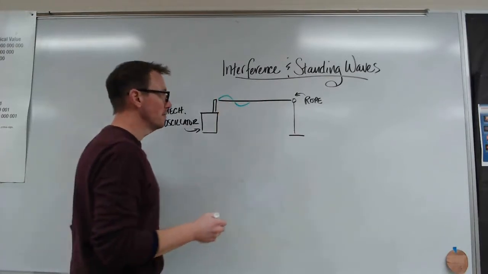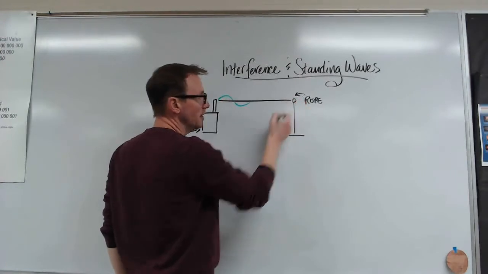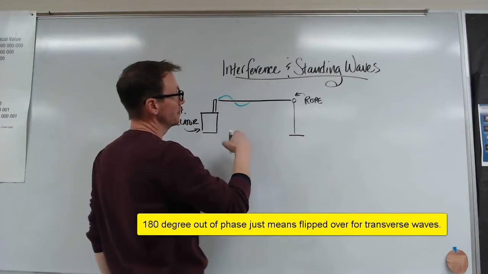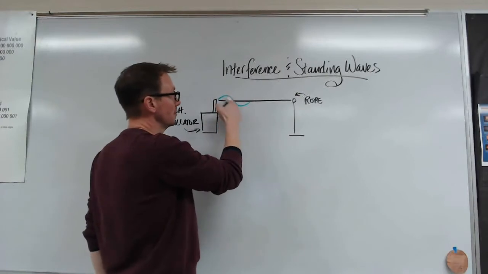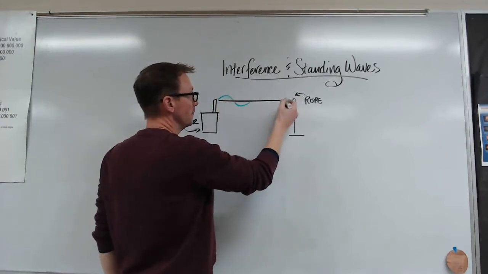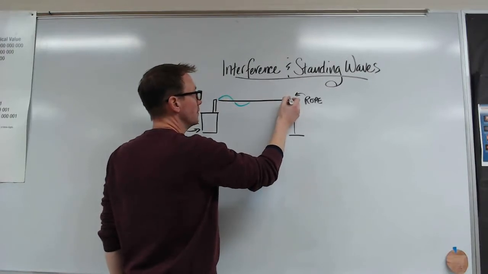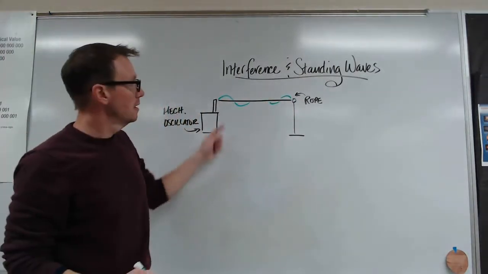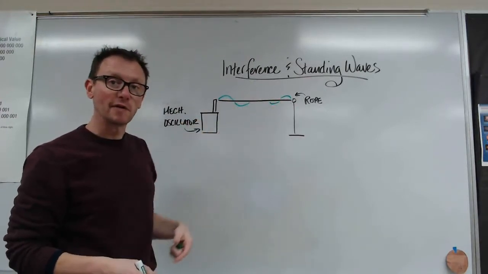Now you might remember that when a wave reflects back, it is 180 degrees out of phase. What that means is it's flipped over, right? So for transverse waves, it's flipped over. So that means if this is a crest and this is a trough, when it gets turned around, you're going to end up with a crest here and a trough there, like so. So as it goes down, it's going to hit that wall. It's going to reflect 180 degrees out of phase.